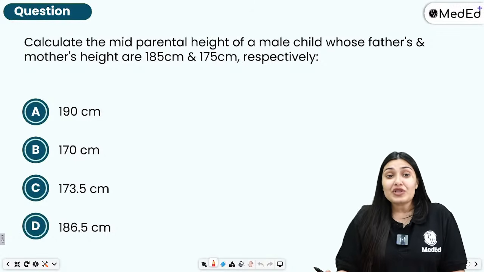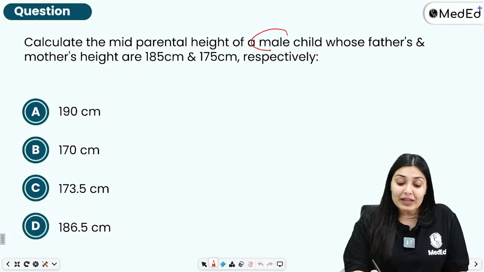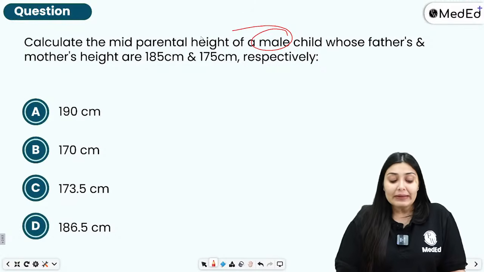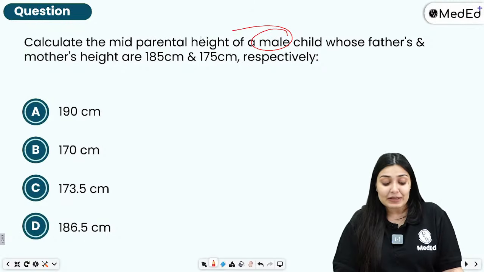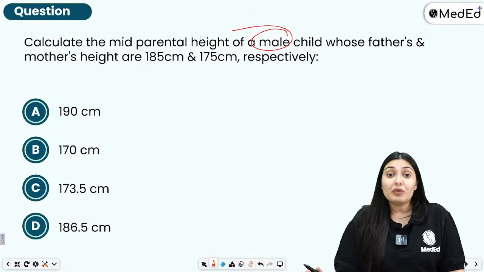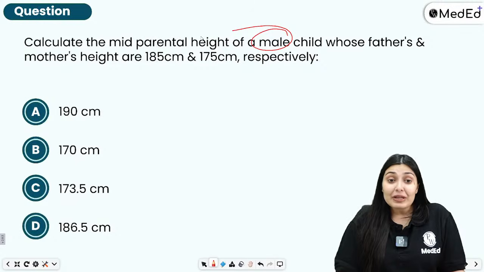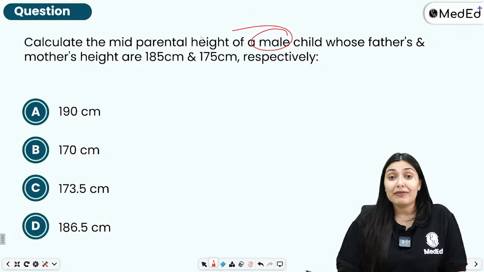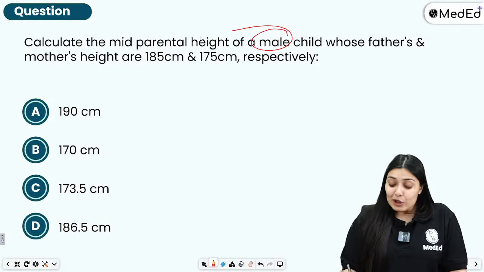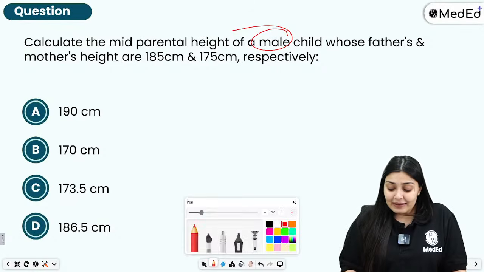So this question says to calculate the mid-parental height of a male child whose father and mother's heights are 185 and 175 centimeter respectively. What would be the mid-parental height over here? The options are 190 centimeter, 170 centimeter, 173.5 centimeter and 186.5 centimeter. So what is mid-parental height?